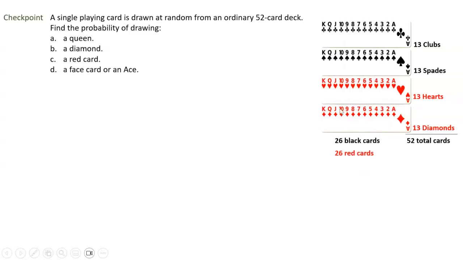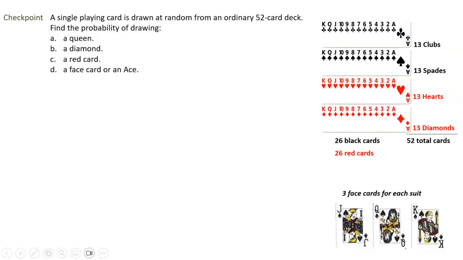Also, what are face cards? Face cards are the cards that have a face. For example, the jack, the queen, the king, they have a face, so these are called face cards. If you notice, there are 3 face cards for each suit. Okay, now here's a probability.